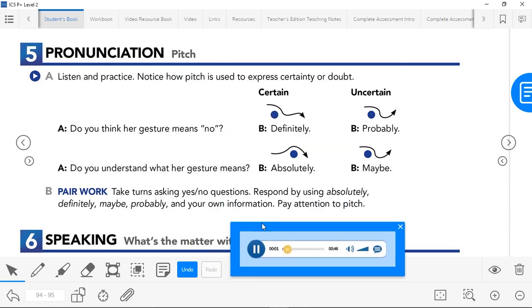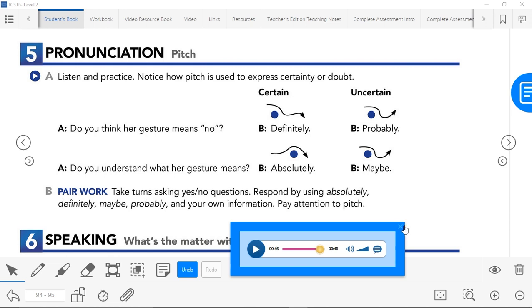Page 94. Exercise 5. Pronunciation. Pitch. Part A. Listen and practice. Notice how pitch is used to express certainty or doubt. Do you think her gesture means no? Certain. Definitely. Uncertain. Probably. Do you understand what her gesture means? Certain. Absolutely. Uncertain. Maybe.